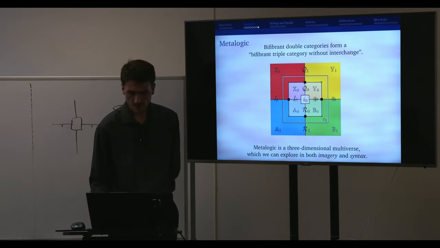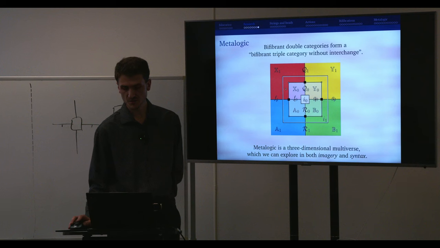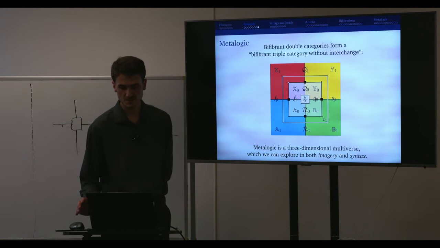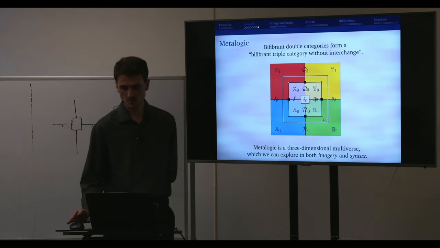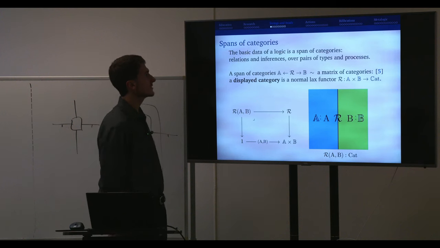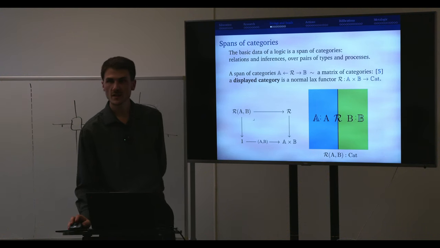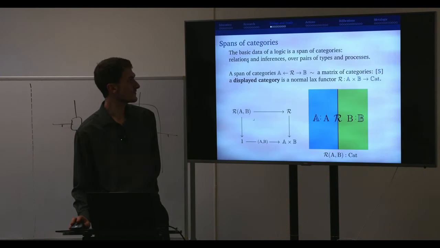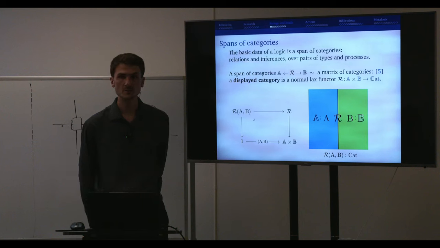So let's just jump into it. We're going to focus mainly on the strings and beads in this. So the dependent categories that contain relations, and then the right concept of relation between those, which would contain the squares. All right, so the basic data of a logic is a span of categories. A span of categories R from A to B can be understood as a category of relations and inferences that depend on pairs of categories of types and processes.